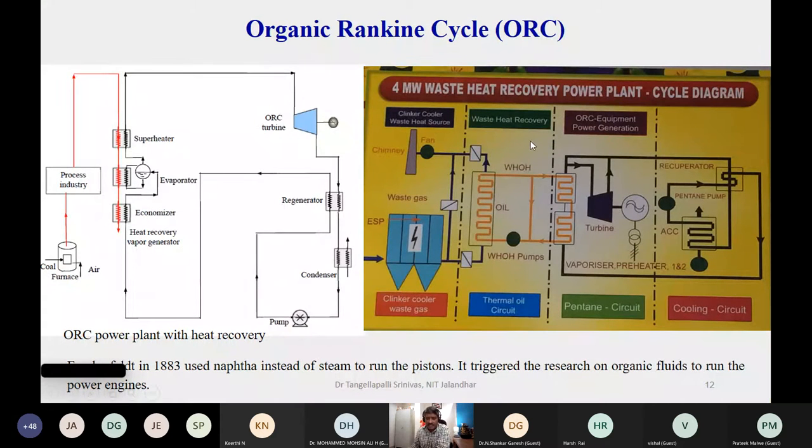Then later you can see the waste heat recovery section, where thermal oil is generated; thermic oil is used. Even in solar thermal, you can see thermic fluid used in solar concentrators. Later, from the oil, the heat is transferred from the hot fluid to the working fluid, so the working fluid temperature increases here. The working fluid is expanded in the turbine, followed by the regenerator, also called a recuperator, then condensation and pumping back to the boiler. This is the power circuit, a pentane circuit, working with pentane here, and later there is a cooling circuit where a water-cooled condenser is used.